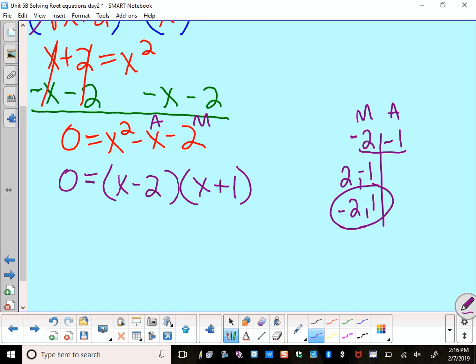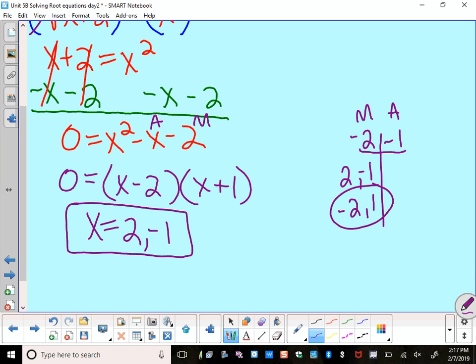Because I have an equal sign here, I need to solve both. So x equals what? What's the opposite of -2? Positive 2 and -1. Those are my answers. Questions are going to be on the test on this one.